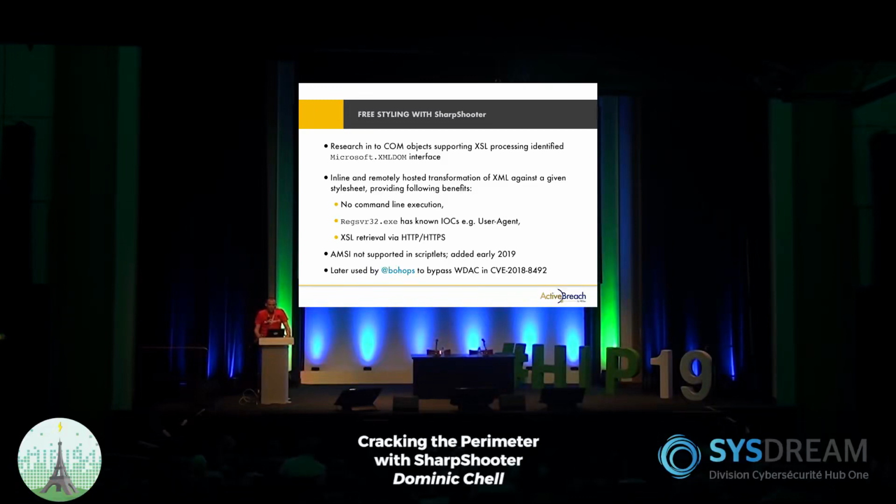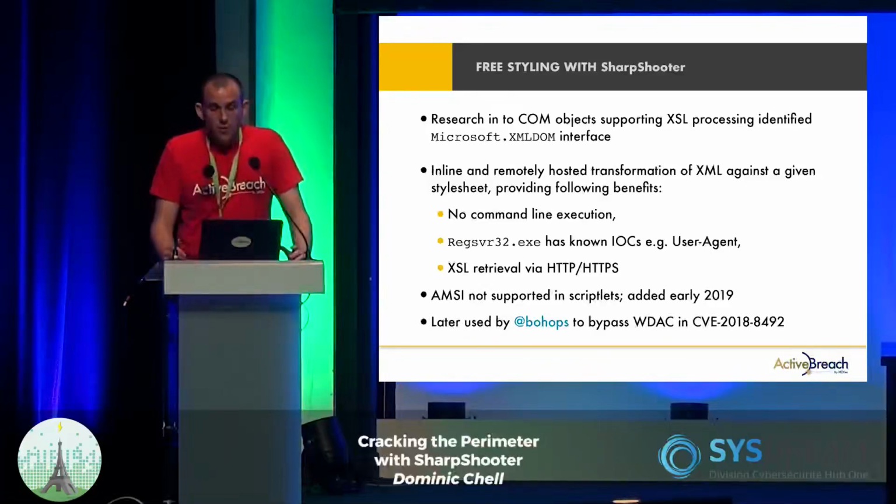And one of them, the one that I identified, was the XML DOM interface. This basically had a transformNode method that could be used to parse either an inline or remotely hosted XML style sheet and execute JavaScript or VBScript in full trust. The main benefit of this over the Squiblydoo and Squiblytwo attacks is that there's no command line execution. So you get to avoid all the indicators that are associated with those techniques.